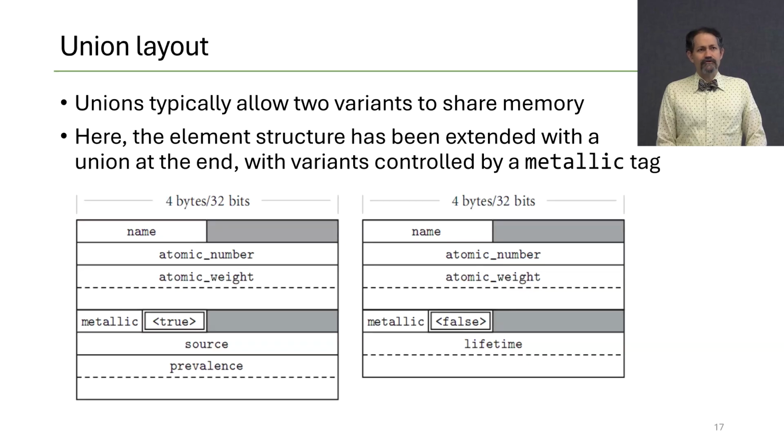Let's talk about union layout. Part of the point of unions is that they allow two variants to share the same memory. So imagine that we have an element structure that's been extended with a union at the end where the variants are controlled by the metallic tag. So we have our information about an element with the name and atomic number and so on, and then if the metallic tag is true, we have the source and prevalence of this element, and if it's false, we have the lifetime of the element.